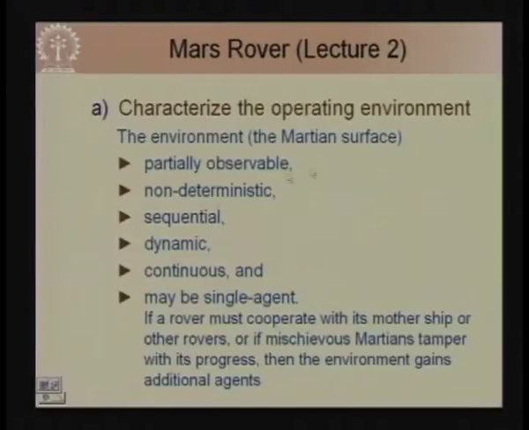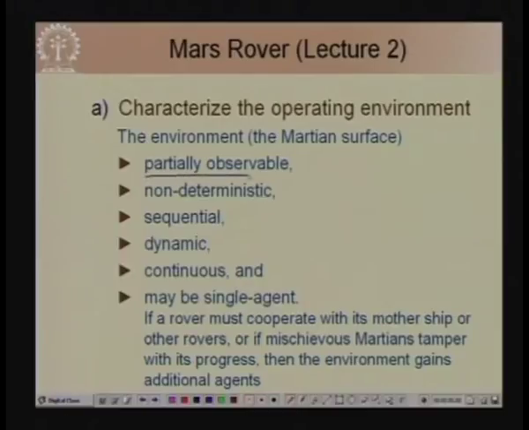The operating environment of this rover, it's supposed to operate in the Martian surface. This environment is partially observable. This is in fact a very realistic environment. The environment is non-deterministic. It is sequential, that is not episodic. The environment is dynamic. It is continuous and not discrete. And we can look upon it as a single agent environment.